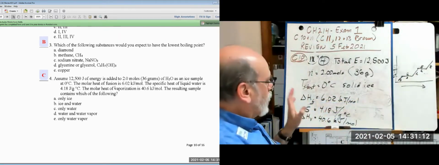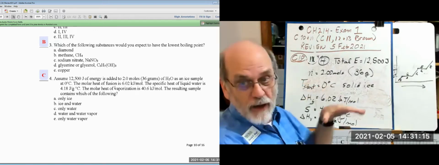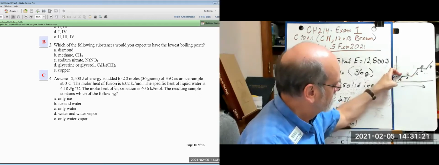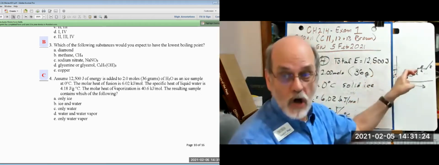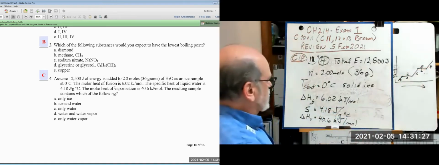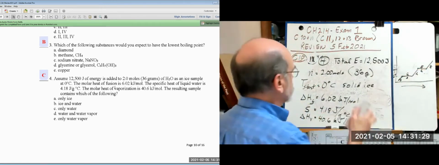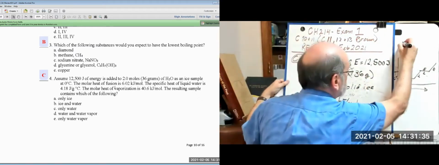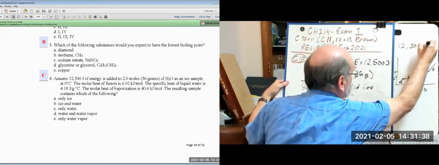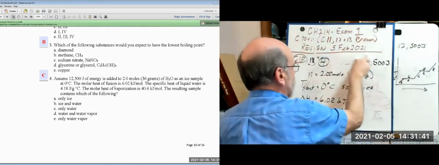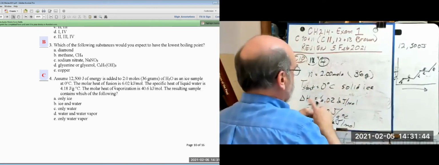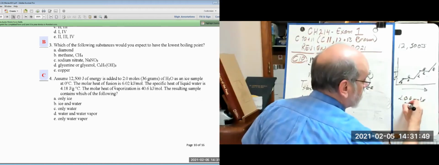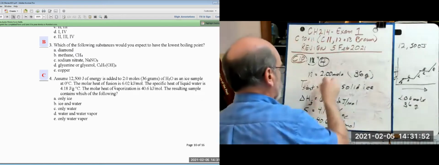Okay. So what we have to do is use it up in sequence. How much energy does it take to go from here to here? All solid to all liquid. Okay? So I'm going to have to erase some of this, so let me do that. Let's put that over here. 12,500 joules. So I can erase that. And we have 2 moles, or 36 grams. Okay, I can erase that.